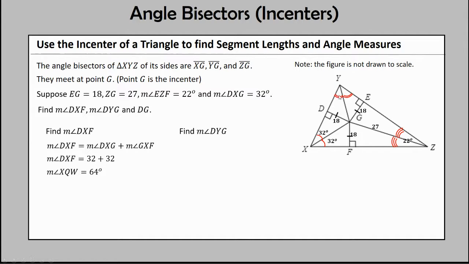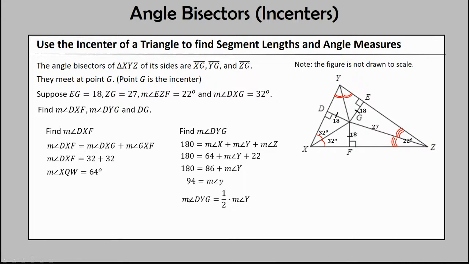DYG. So they want this little half of this angle. Again, we don't know the whole angle, so we can't find half. But what we do know is that angle X, angle Y, and angle Z have to add up to 180. X is 64. I know Z, remember they said the whole angle here is 22. 64 and 22 is 86. They're on the same side, so add them together. Now subtract. And angle Y, this whole angle right here, is 94 degrees.